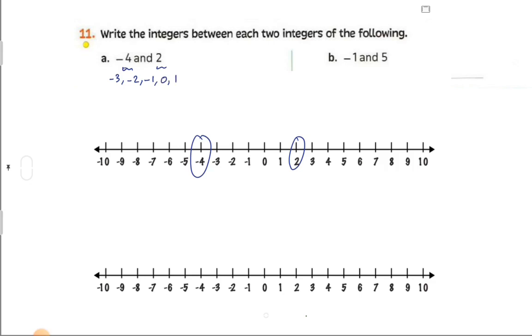Okay? You can use a number line or just imagine it. Negative 4 from the smallest to the greatest, positive 2. Here, negative 1, after negative 1, 0, 1, 2, 3, 4, and 5. These are the integers in between two integers.